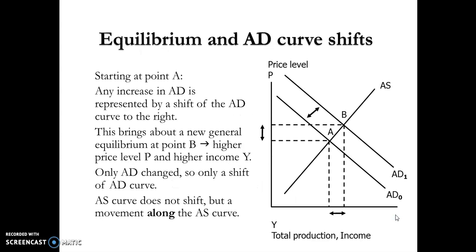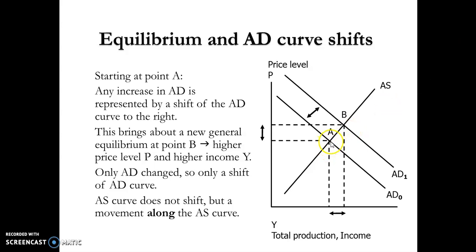So let's look at an example. If we look at the diagram, we start with a general equilibrium position here at A, at the intersection of our aggregate supply and our aggregate demand curve. Now the 0 in the subscript indicates that this is my original aggregate demand curve before there's any change brought about. And you may be given a scenario that relates to a shift of the AD curve.